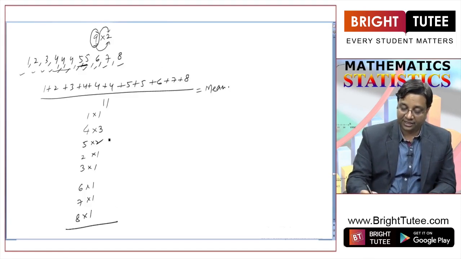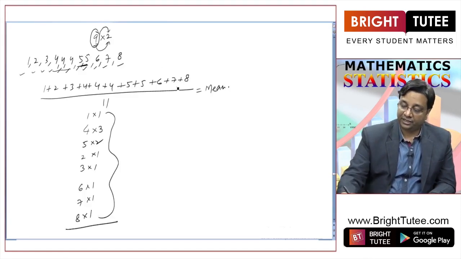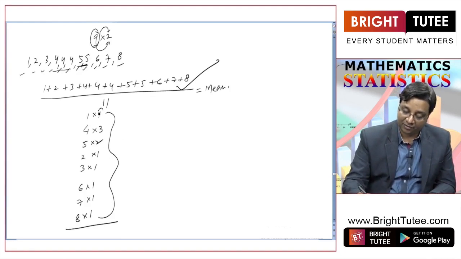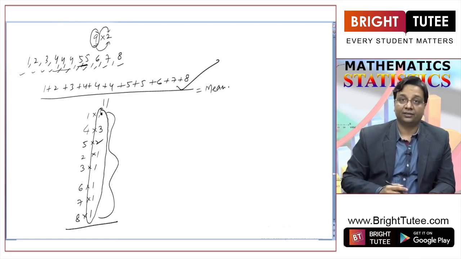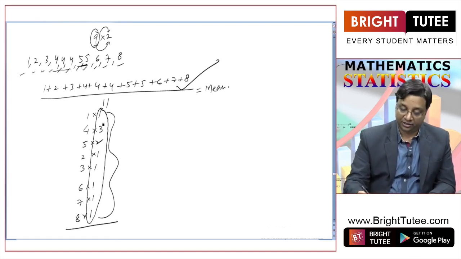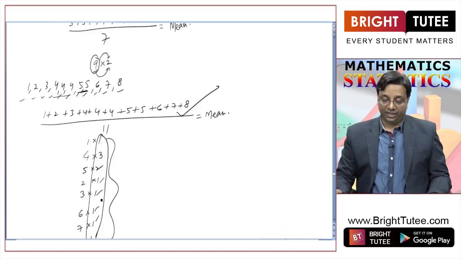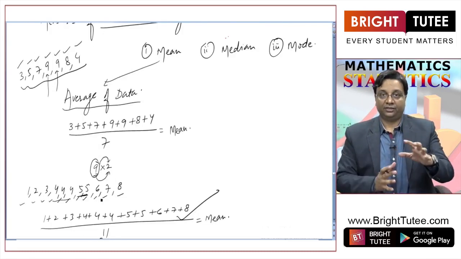Now if I add these, it will give me the numerator, and I have to divide it by the sum of these frequencies, which will be 11, which gives you the number of observations. So it is 1 plus 3, 4, 6, 7, 8, 9, 10, 11, right? So this is the way to calculate mean. This is the broad way to calculate mean.